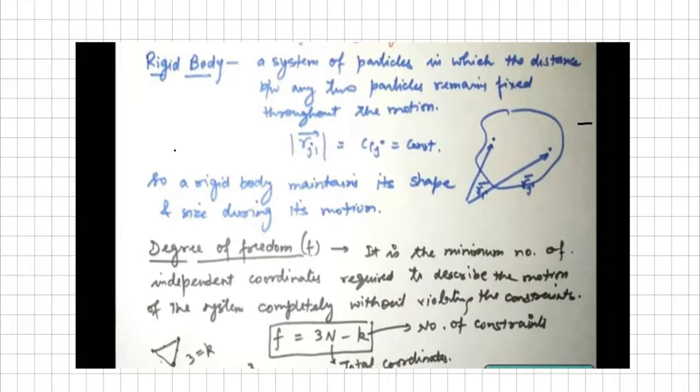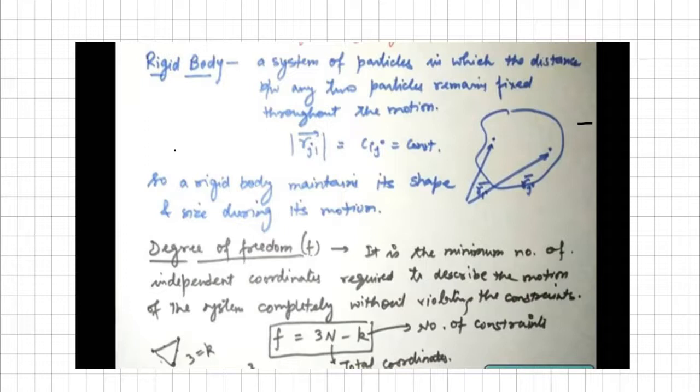The first is translational motion, and the other one is rotational motion. There are three coordinates which help in the translational motion, and three coordinates which help in the rotational motion.